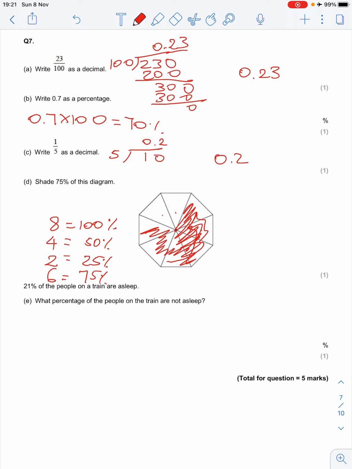21% of people on the train are asleep. What percentage of people on the train are not asleep? So remember that with probabilities, it always adds to 100%, and the people could only be asleep or not asleep. So we do 100% take away 21%, it equals 79%.